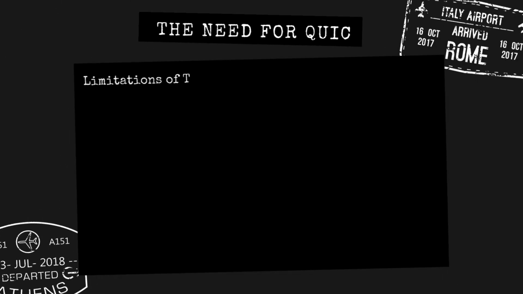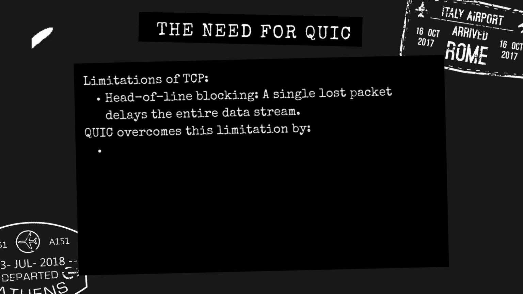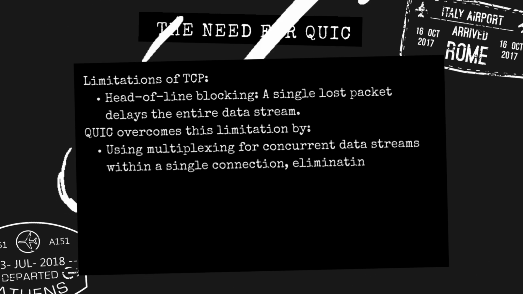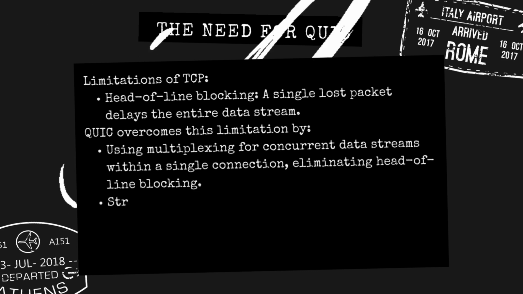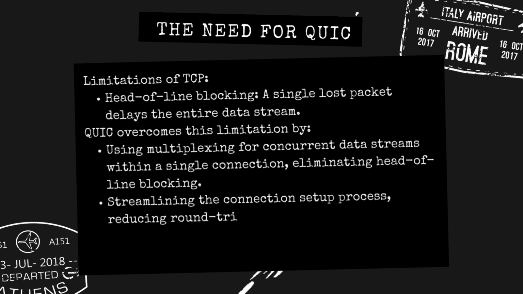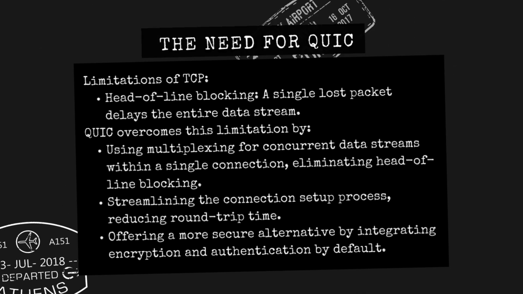Moving on, let's discuss the need for QUIC. Traditional protocols like TCP and UDP have served us well, but they come with some limitations, one of which is head-of-line blocking, where a single lost packet delays the entire data stream. QUIC emerges as a solution to address these shortcomings, offering reduced latency, improved performance, and enhanced security. It uses multiplexing, allowing concurrent transmission of independent data streams within a single connection, and it streamlines the connection setup process, thus reducing the round-trip time.